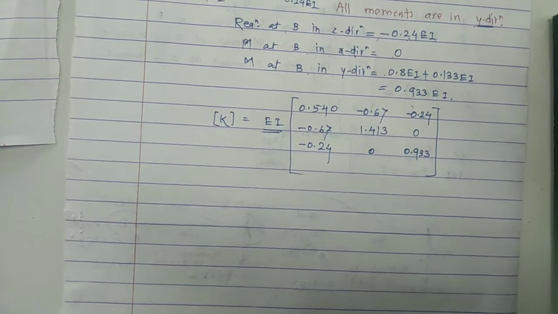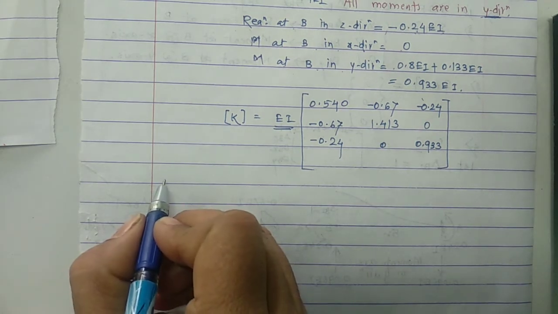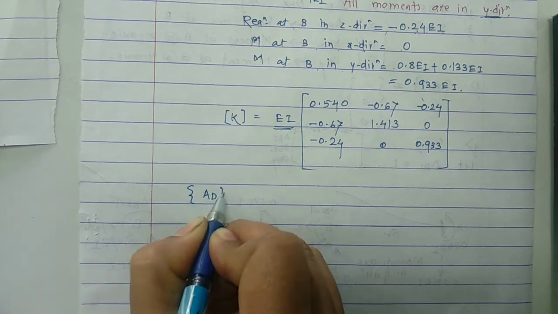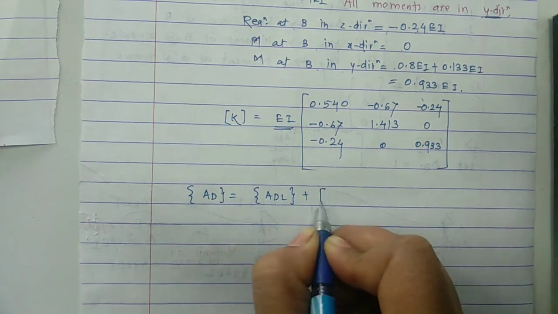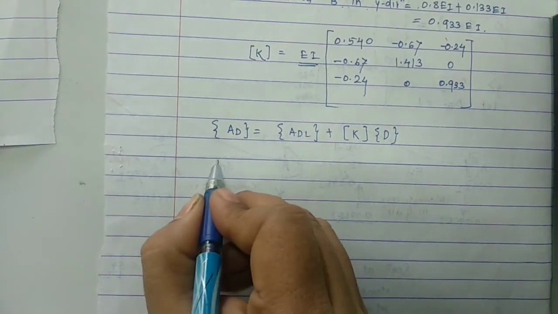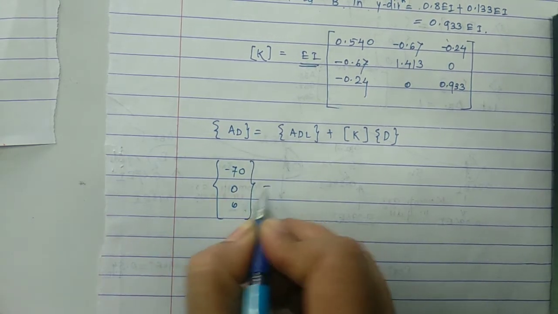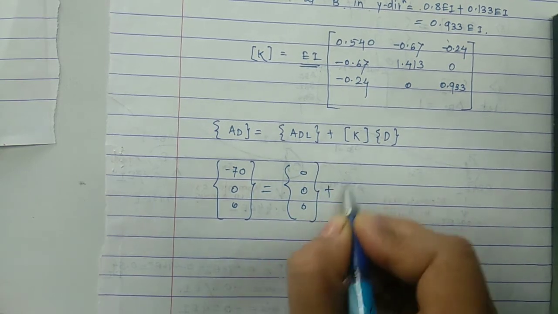Now the next step: once all the things are calculated, write down the equation of equilibrium, that is the compatibility equation. AD is equal to ADL plus K into D. So all these matrices we have calculated in the earlier steps. So write down all those matrices and solve for the D matrix, the unknown matrix.